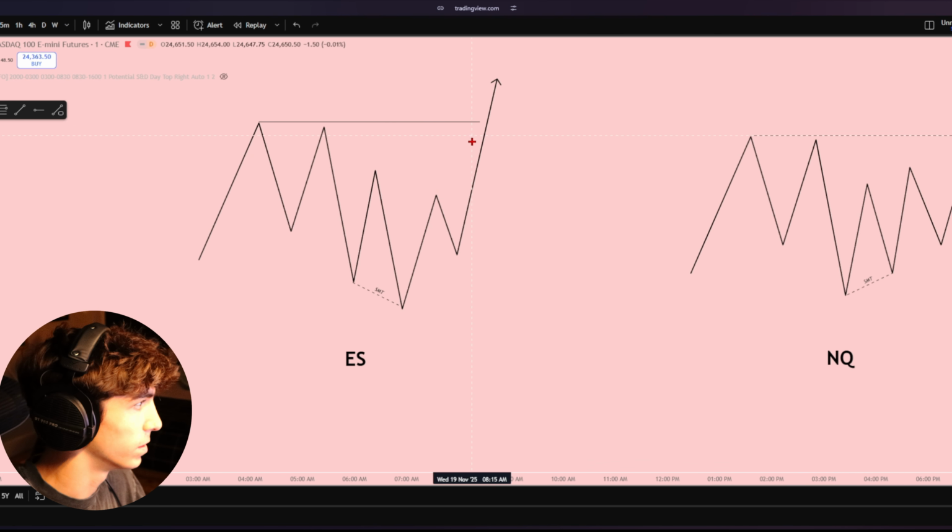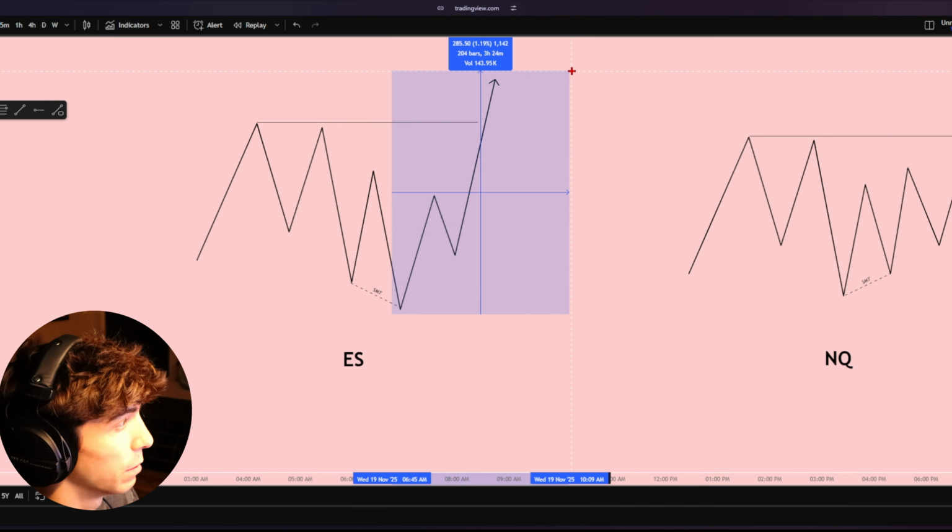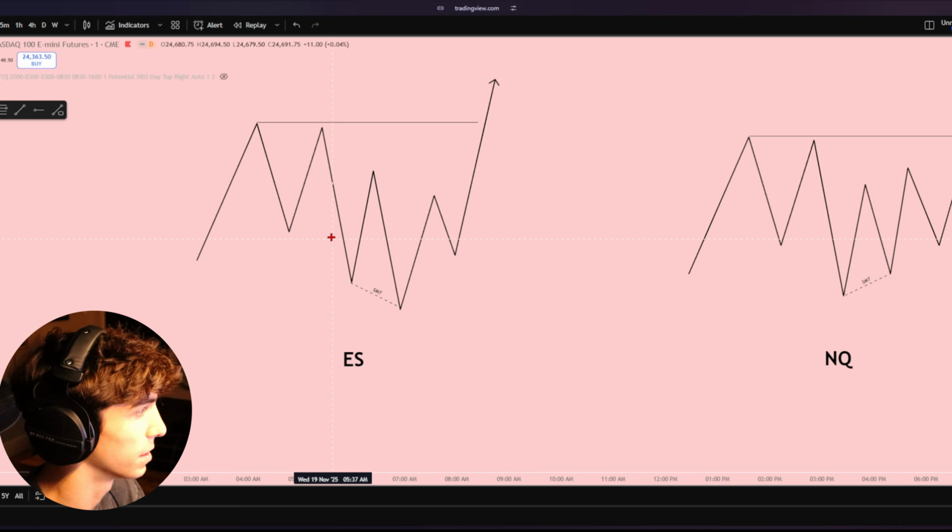This would be a bullish SMT, and then we would have internal model, and this gives us a confluence that we possibly want to go higher with this SMT.